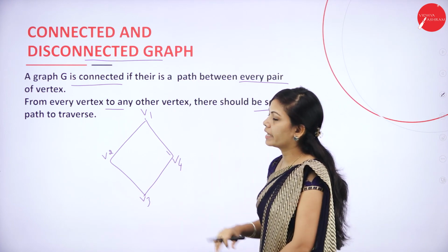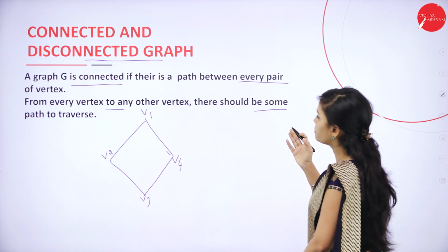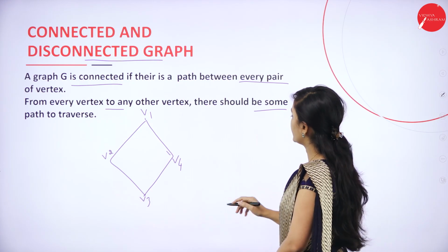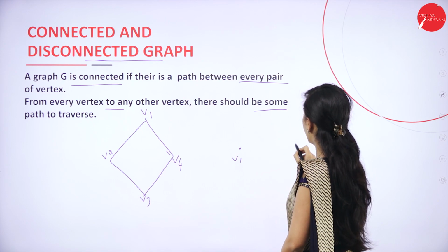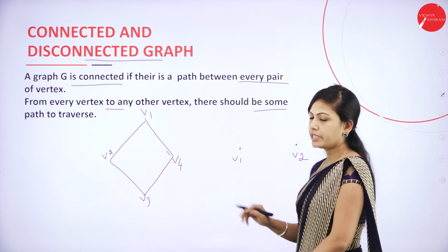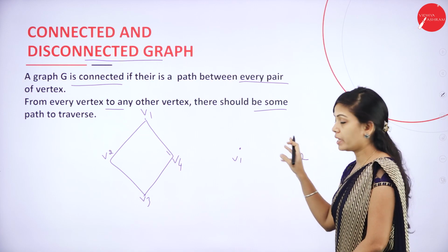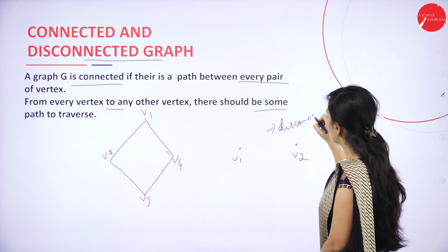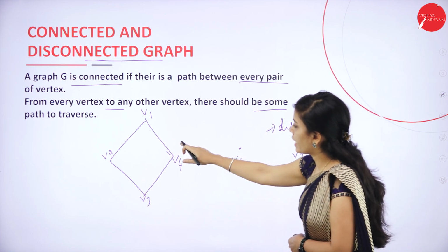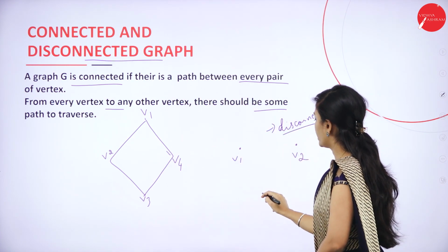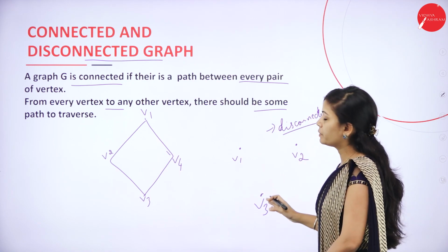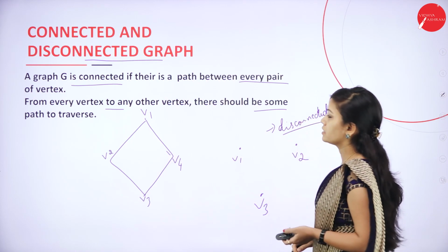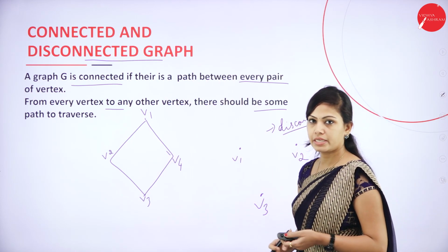And next is a disconnected graph. If there is not a path between every pair of vertices, it is called a disconnected graph. Example for a disconnected graph, V1 and V2. Clear? This is a connected graph and this is a disconnected graph. So you can write this also: there is no path between every pair of vertices, that is called a disconnected graph. So you can write this example for connected and disconnected graph.